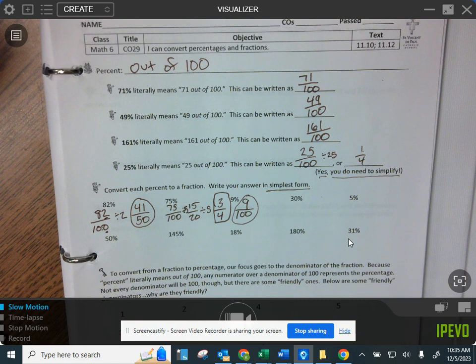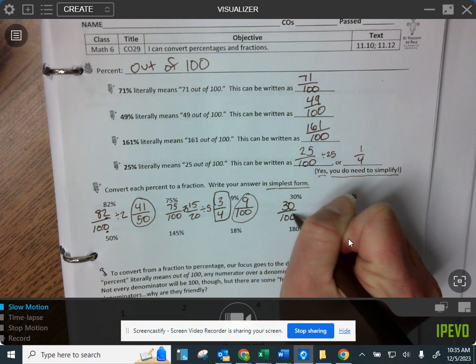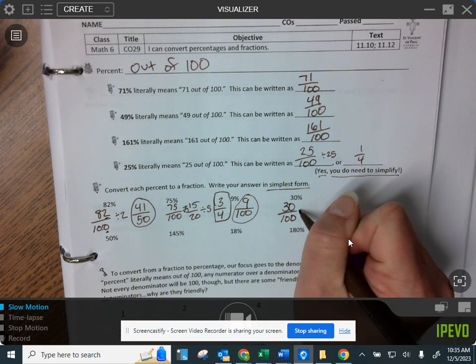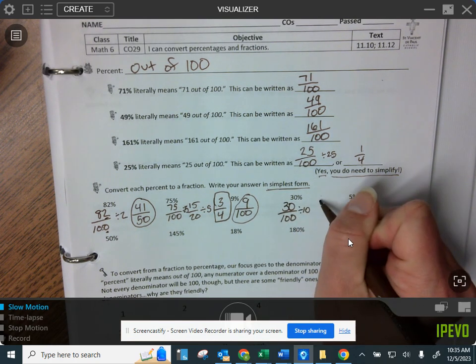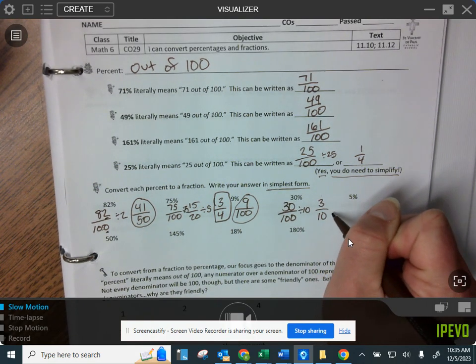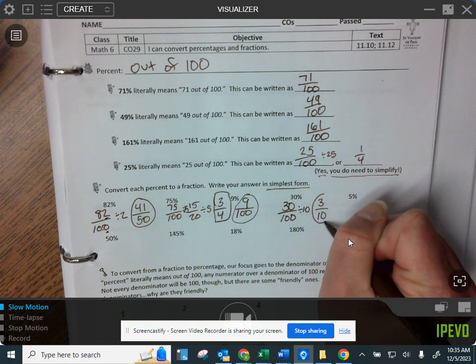Let's look at 30%. What would the fraction be for 30%? Jimena? So give me the first number. 30 over 100. And then Jimena's thinking ahead saying, whew, I can simplify that. What are you going to divide out of it, Jimena? Yeah, you could divide a 10 out. 30 divided by 10 is 3. 100 divided by 10 is 10. I can't divide any other number out of 3 and out of 10. So that's as simple as I get.